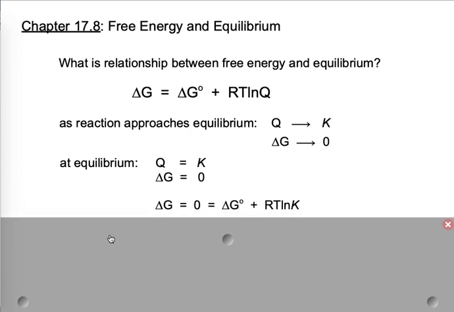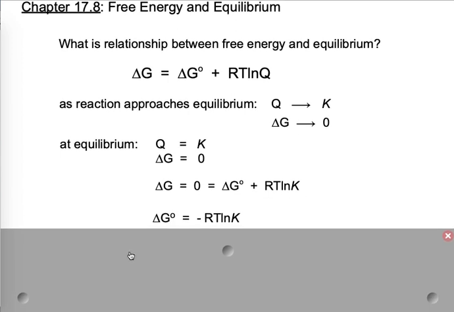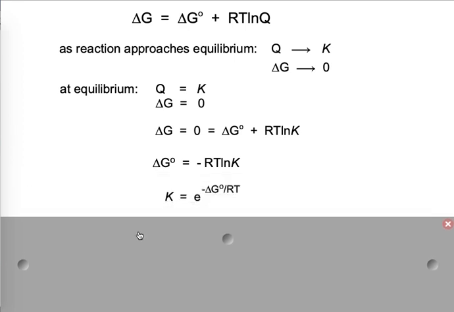So let's plug these back in. Delta G, now equal to 0 at equilibrium, is equal to delta G naught plus RT ln K because Q became K. Or rearranging, delta G naught equals negative RT ln K, or in the exponential version, K equals e to the negative delta G naught over RT. These two horrendously useful equations tell us exactly how the equilibrium constant K is related to delta G naught, the standard free energy change for the reaction at a given temperature.